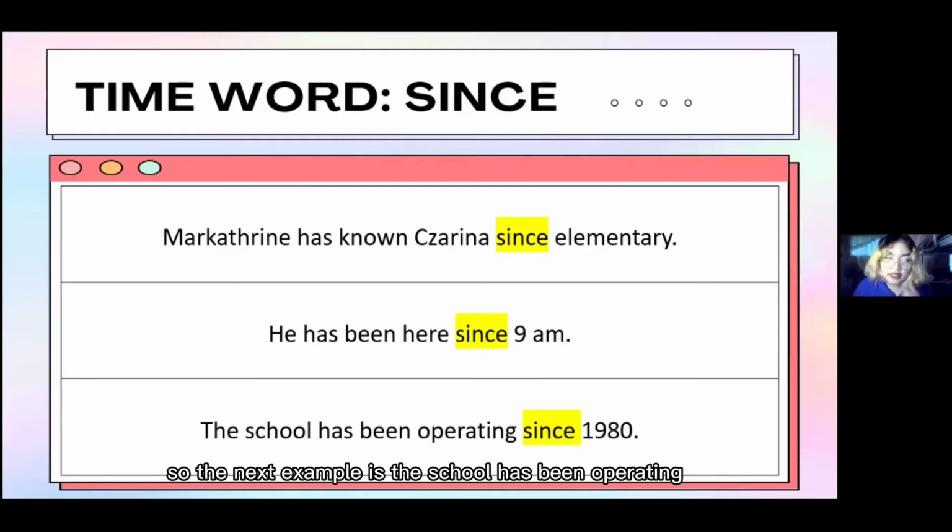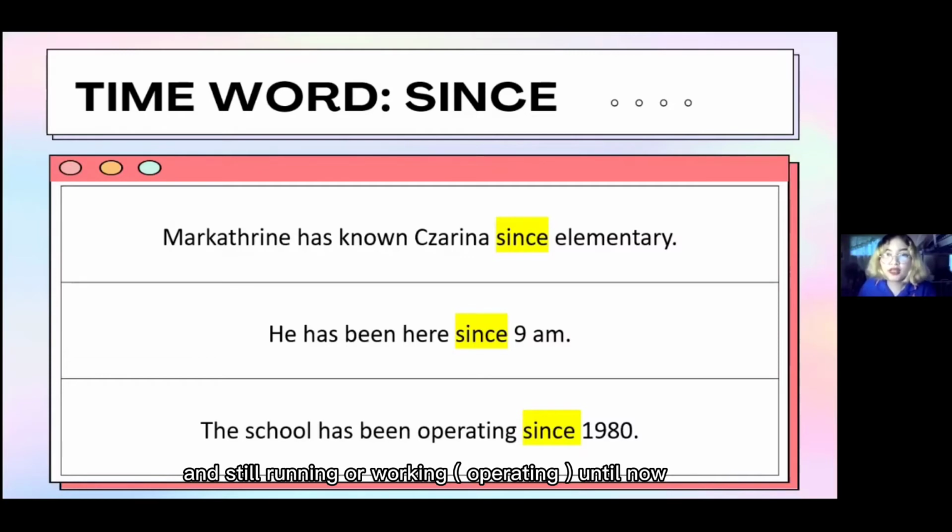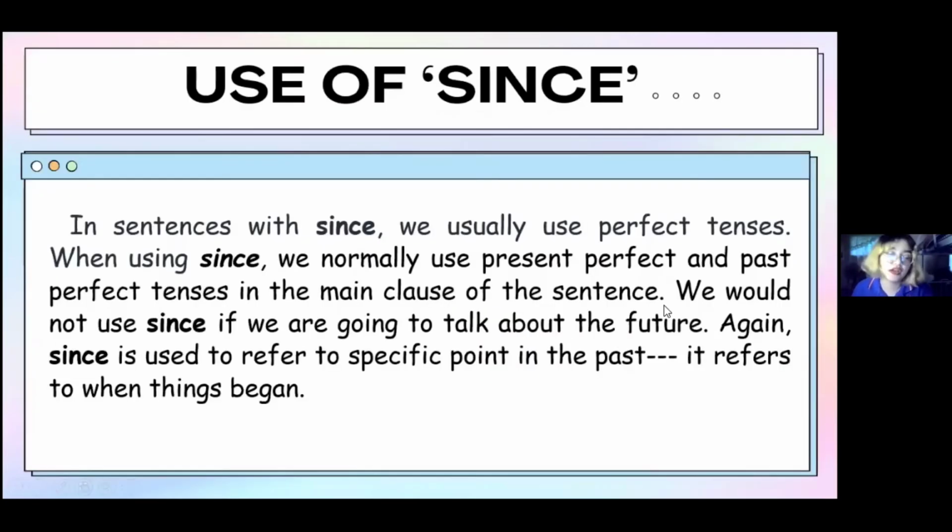So, the next example is the school has been operating since 1980. That means the school started operating a long time ago and is still running, still working up until now. Right? In the sentence with since, we usually use perfect tenses.